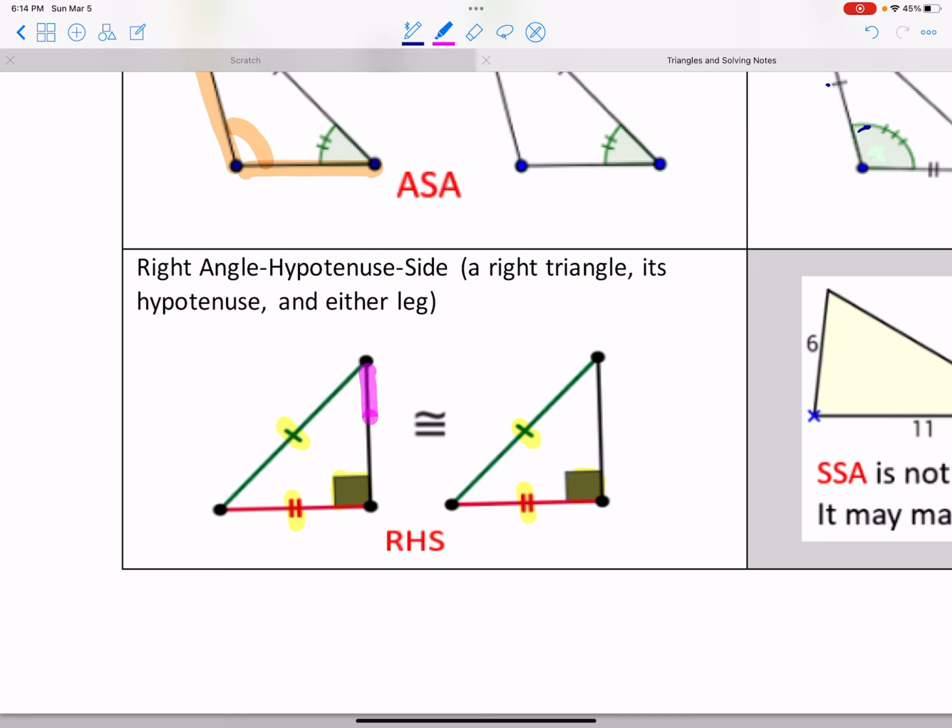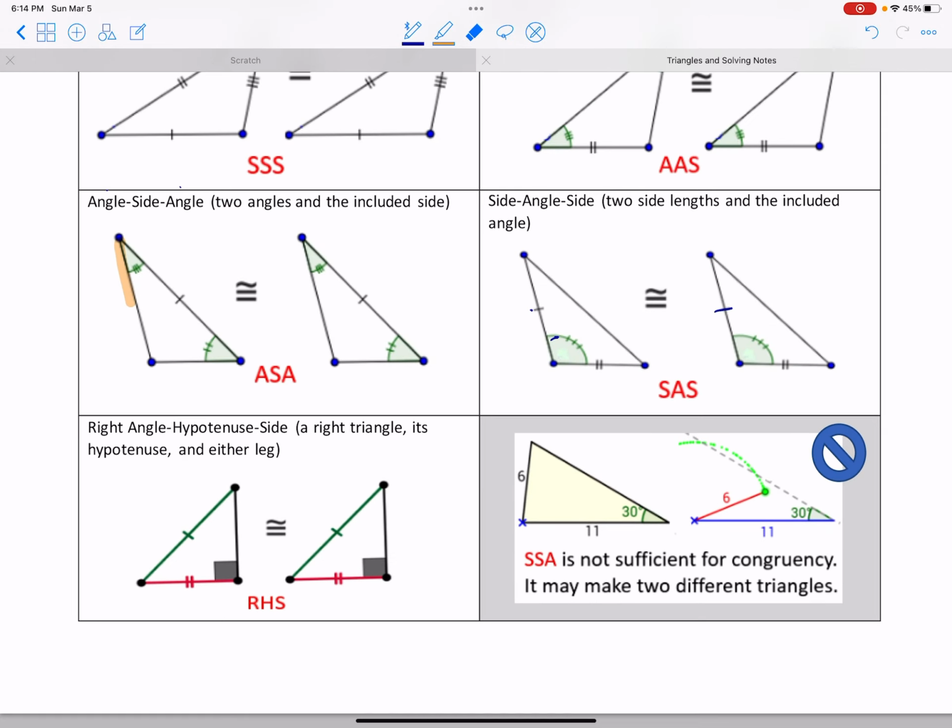It guarantees that this remaining leg would have to be congruent. It guarantees that this acute angle would have to be congruent to this acute angle, and it guarantees that this acute angle would have to be congruent to this acute angle. So just knowing that I have a 90 degree angle, a congruent hypotenuse, and a congruent leg guarantees that the rest of the components would have to be the same.